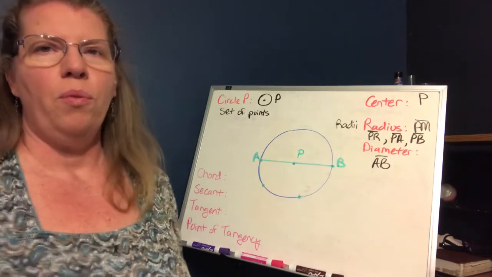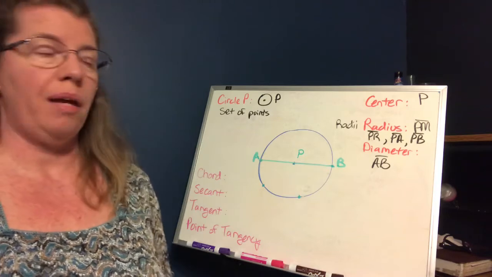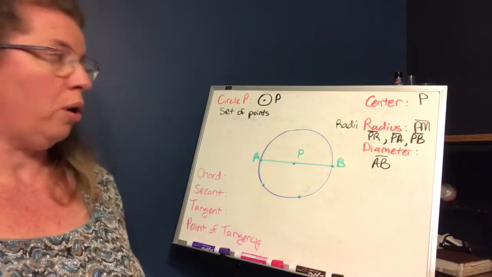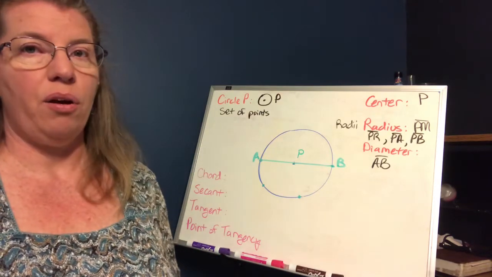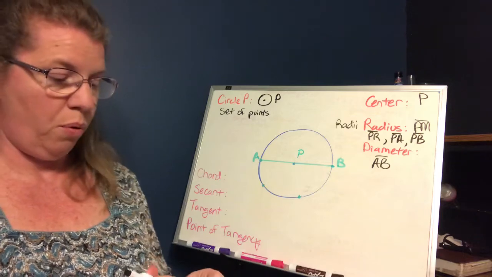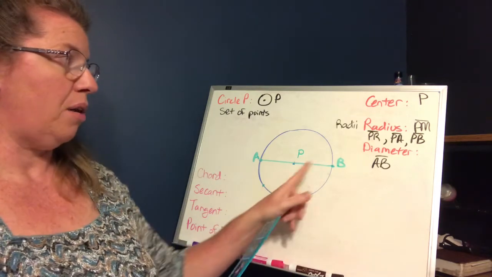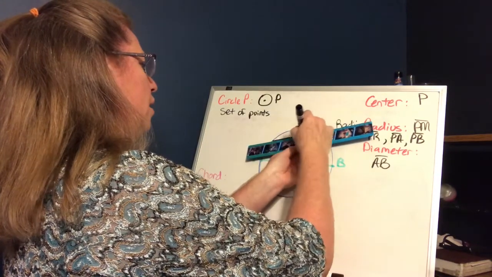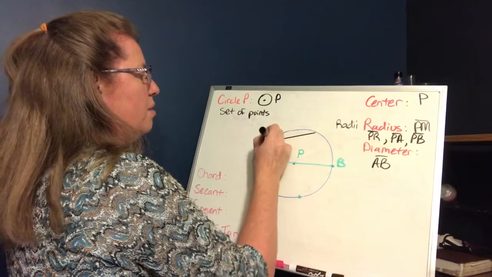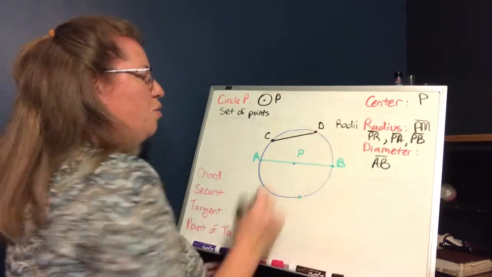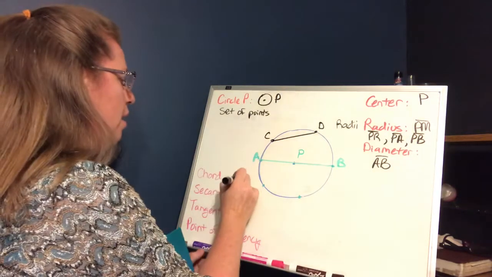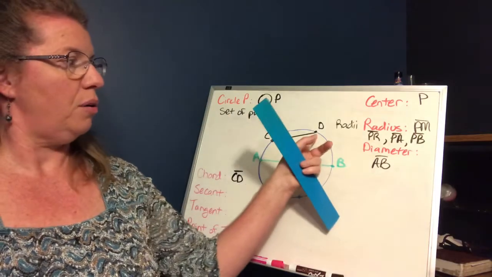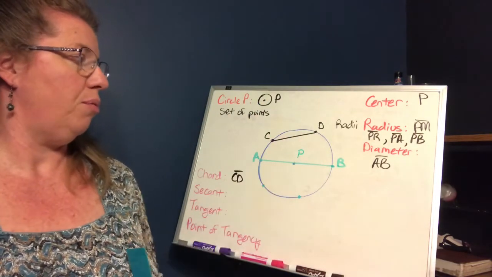Thanks for waiting. Okay, we're going to start by adding some new segments to our circle, and they have special names. The first one is called a chord. A chord is a segment that goes from one point on the circle to another point, but it does not have to go through the center like the diameter. So a chord would look something like this. We'll give it 2 points there, point C and D. Segment CD is a chord. It goes from one point on the circle to another, but doesn't have to go through the center.